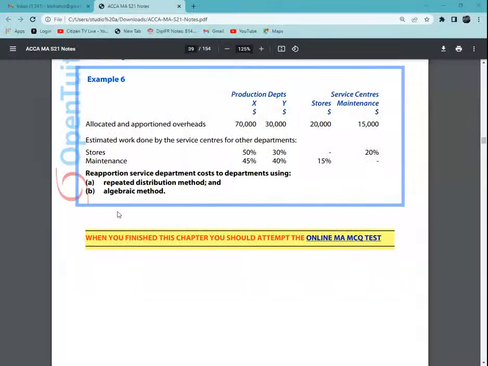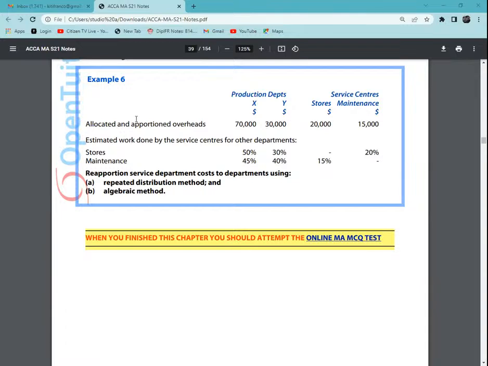Why? It's because it is out of the production departments that we shall be able to absorb costs to goods produced. Great. Now that takes me to today's agenda, which is the algebraic method. We are given here a good example, example 6: allocate and apportion the overheads to the various departments. You can see them there.